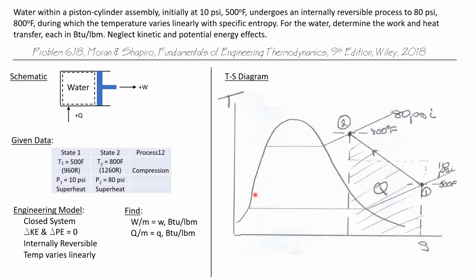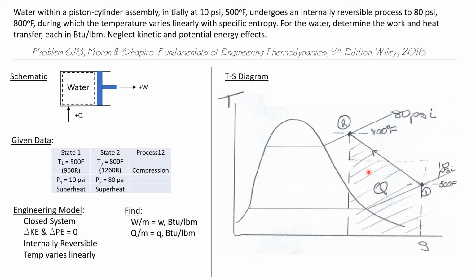So let's look at a TS diagram. We've got our vapor dome. And we've got state 1. State 1 is at 500 degrees Fahrenheit, 10 psi, and it is a superheated vapor. State 2 is also a superheated vapor. It exists at 80 psi and 800 degrees Fahrenheit. And what we're told is that this is an internally reversible process, and the path is given. The path of the process from state 1 to state 2 is a temperature that varies linearly with entropy. So it's a straight line between state 1 and state 2.